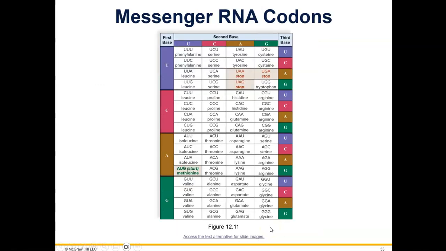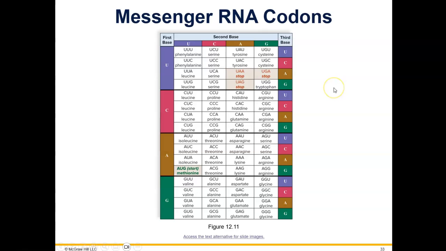So, for example, let's find one that has a lot. Leucine has UUA, UUG, CUU, CUC, CUA, and CUG. All of those can code for leucine. Proline is one that has, I see, 4 different codons here.